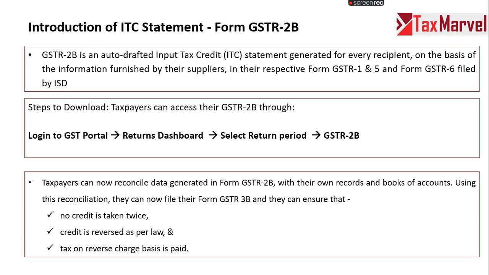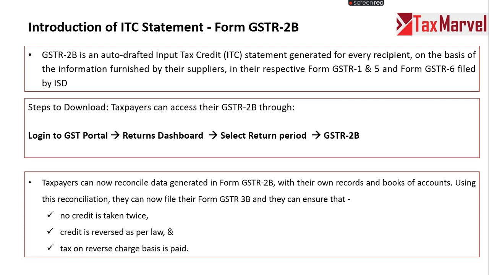12th of every month. So for downloading GSTR 2B, you need to log into the GSTN portal, go to the return dashboard, select the return period like July 20 or August 20 and generate GSTR 2B. It can be generated either in Excel or in JSON file. So now GSTR 2B can be used for reconciling data with books of accounts and filing done by suppliers.